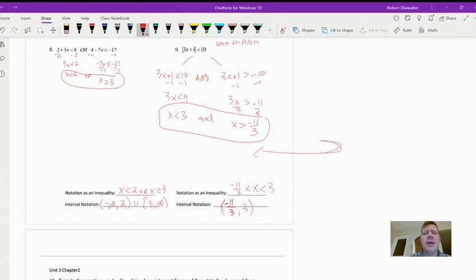Graphing it too, we get -11 over 3, open circle, all the way to 3, open circle. Squeeze in between. That's it.